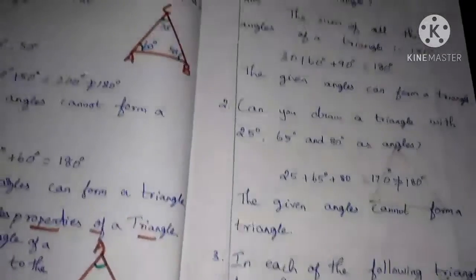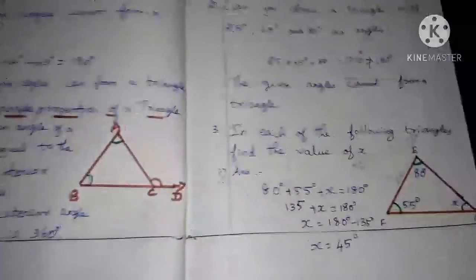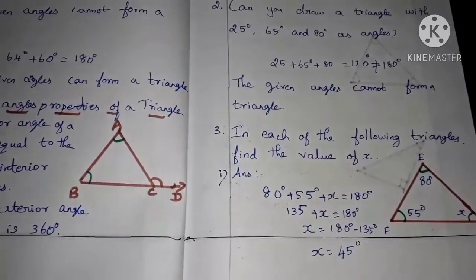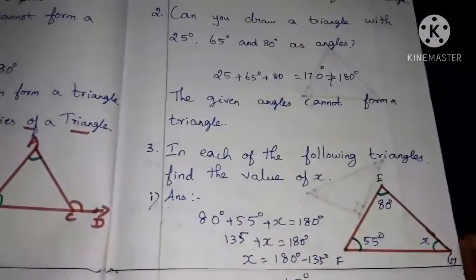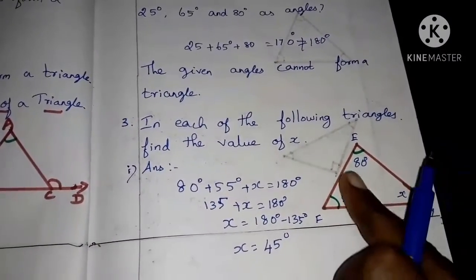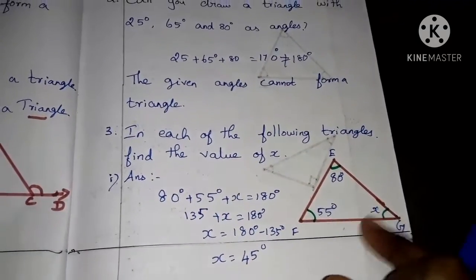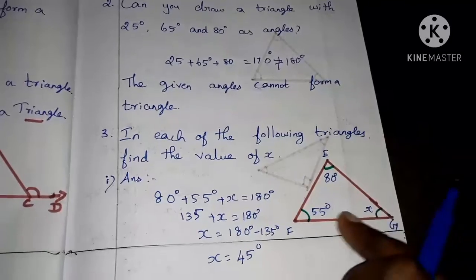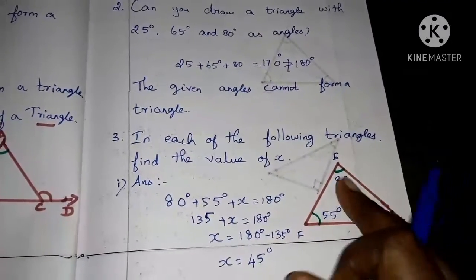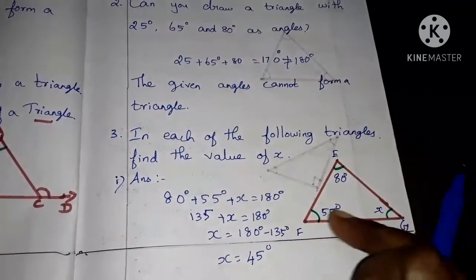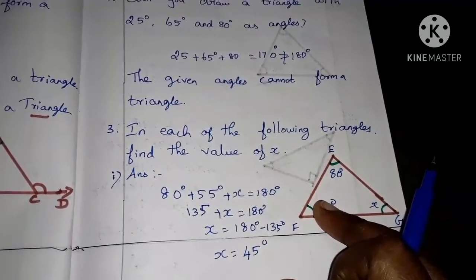So here they have given so many angles, and we have to find the value of x. See the first question. They have given the triangle with 80 degree and 55 degree. We have to find the value of x. So how can we find it? We know the angle sum property. What is the angle sum property? The sum of the angles of a triangle is 180 degree.